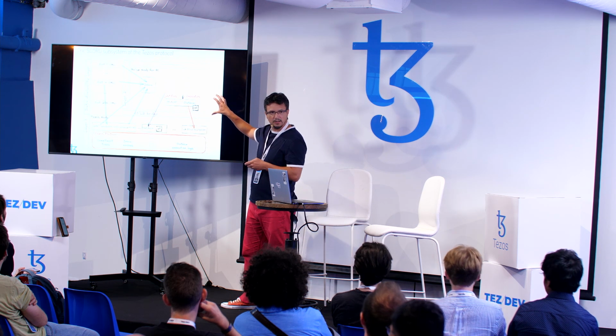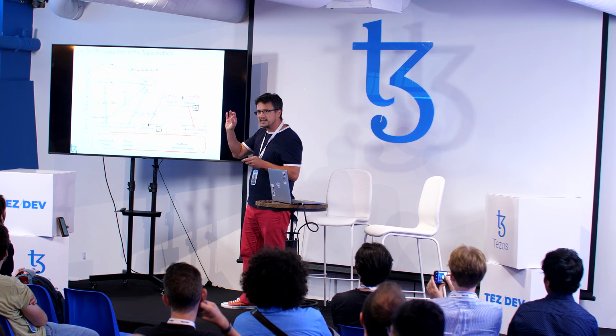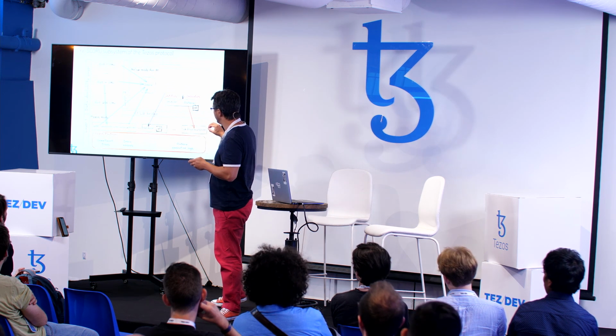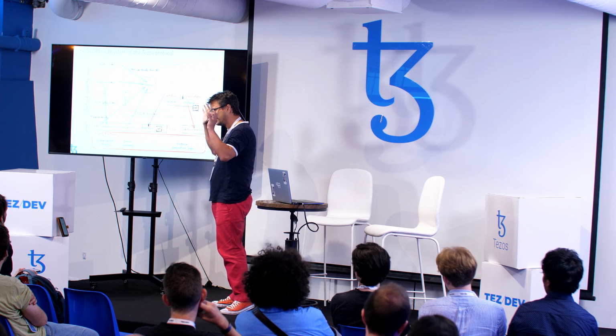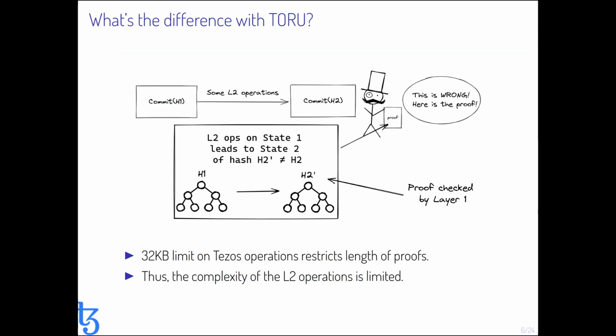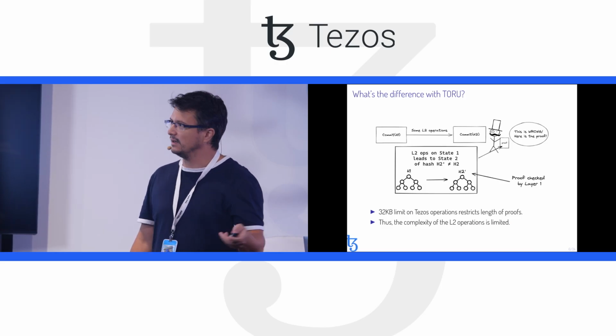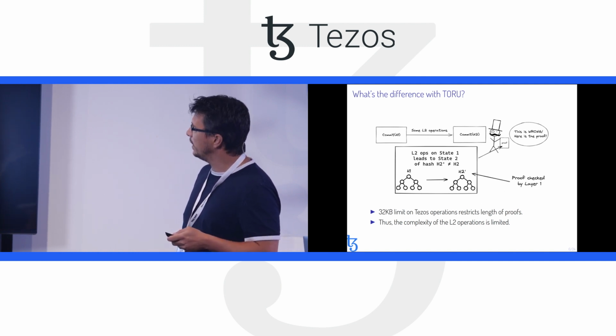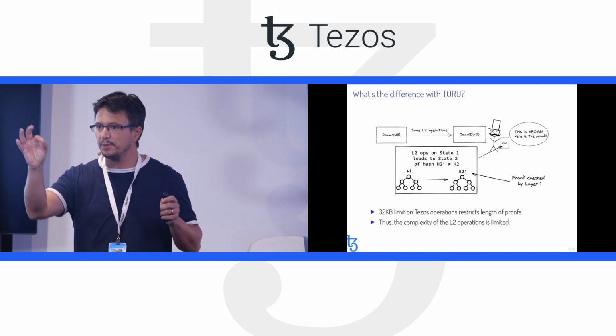So that's a global view about the SCORU subsystem. I will just take a little moment to expose what refutation proofs look like in an abstract way, and then Hans will show you a concrete example. So you may wonder what is exactly the difference between TORU, which has been part of Jakarta, and the SCORU that we have shipped in K, and we are continuing to develop. Well, the key difference is in the shape of this proof.